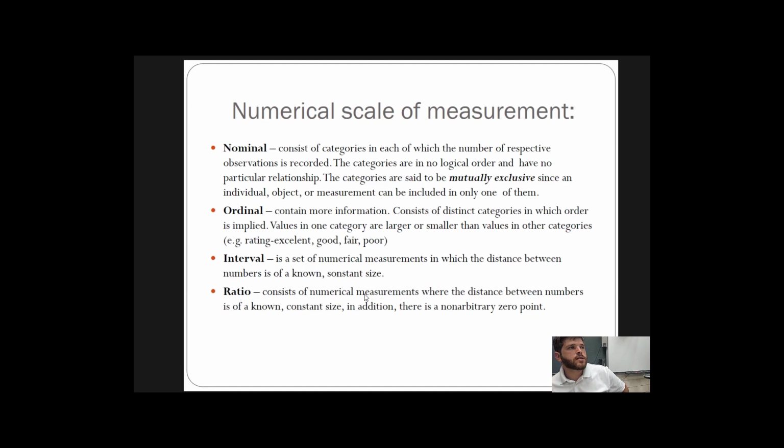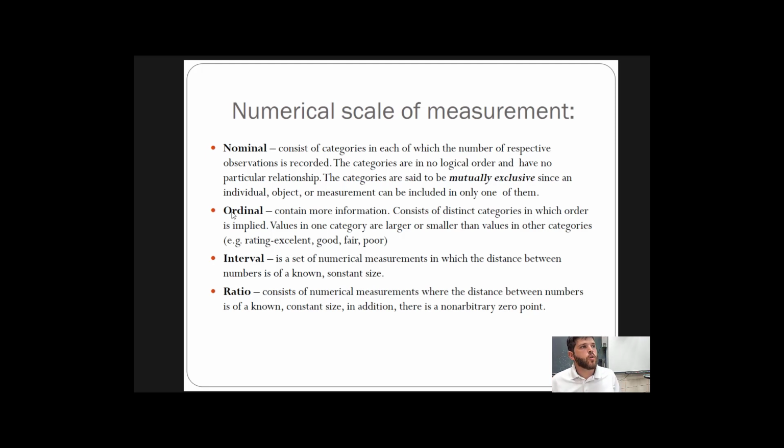Alright, and I believe our last one here is different scales. So you have a nominal scale, which consists of categories in which the number of respective observations is recorded. So categories, these are in no logical order and have no particular relationship, so they're mutually exclusive. So this could be something like hair color or blood type, etc. Also, when you see nominal, think of name. You're using a name to label a series of values.